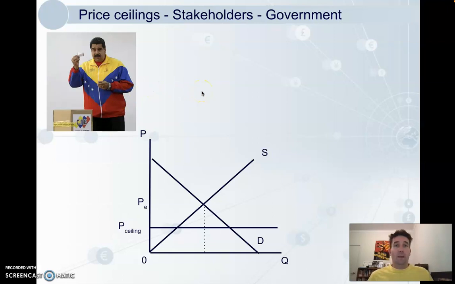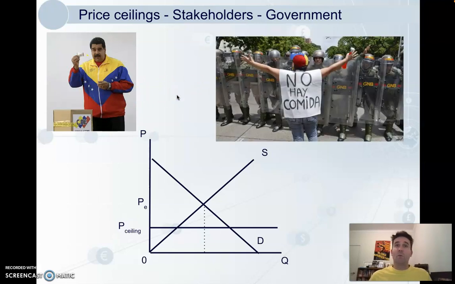So they get the political backlash, and they might need to spend on more enforcement. So here is a Venezuelan protester protesting the food shortages. No hay comida, what she's got there means there is no food, and look at all the resources that the government is outlaying here to fight the protesters, I guess.